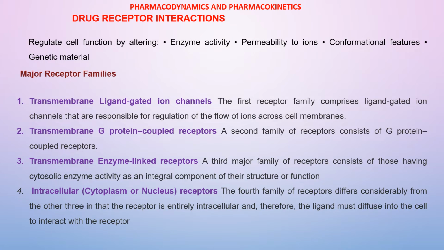The drug-receptor interaction regulates cell function by altering enzyme activity, permeability to ions, conformational changes, and genetic material. The major receptor families are transmembrane ligand-gated ion channels, transmembrane G-protein coupled receptors, transmembrane enzyme-linked receptors, and intracellular receptors.